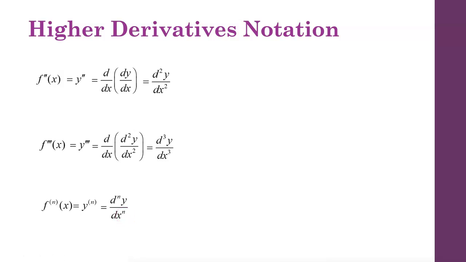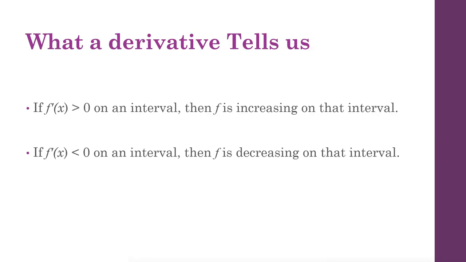Okay, now that we've talked about derivatives in general, just to summarize what the derivative tells us. If my derivative function is positive on an interval, then my function itself is increasing, because remember, the derivative gives me the slope of a function. And if it is negative, then my function is decreasing. And in the next section, we're going to talk about other, faster ways to find derivatives of various functions.